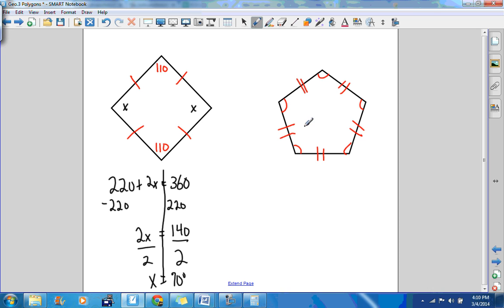And this one over here is a heptagon, and that means 540 degrees total. So each one of these is 108 degrees.